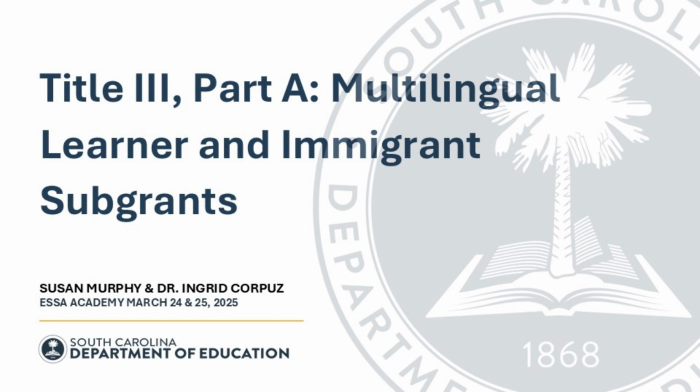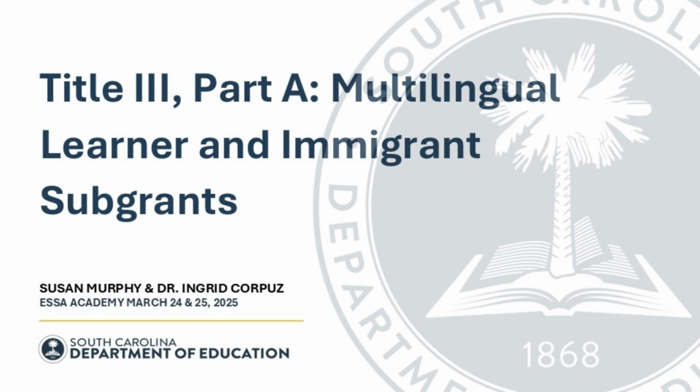Right. So what does that look like for FY25? When you look at that one, you see that immigrant subgrants received about 966,000, and the multilingual learner subgrant received a little over 5 million. And that's what was dispersed based on the formulas that we have. Any questions so far? All right.